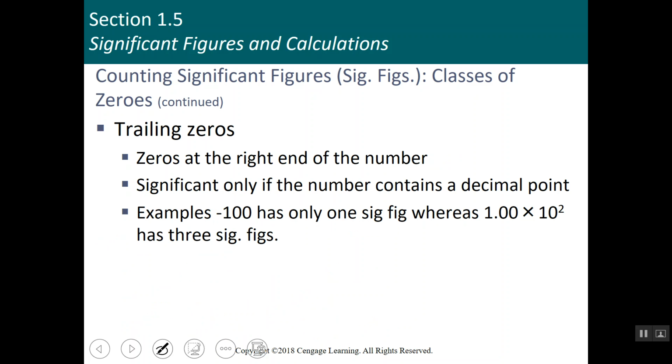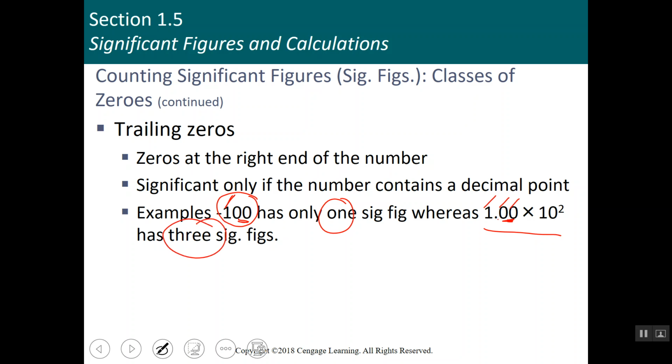Trailing zeros have a special rule: they count only if there's a decimal place. So if you look at this number, there's a non-zero digit. These zeros are trailing zeros because they come at the end of a number and there's no decimal place. So this one only has 1 sig fig, whereas this number, which most students would think is the same number, has that decimal place in there, which tells me that it has more significant figures. So in this one, those are trailing zeros, but there's a decimal place, so both of them count. So it's a total of 3 significant figures.